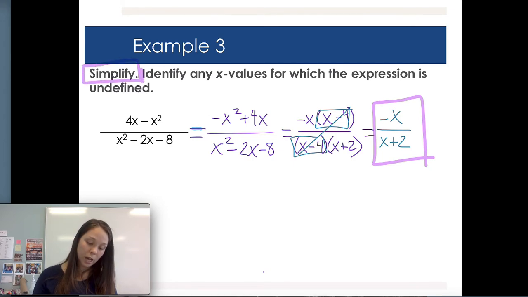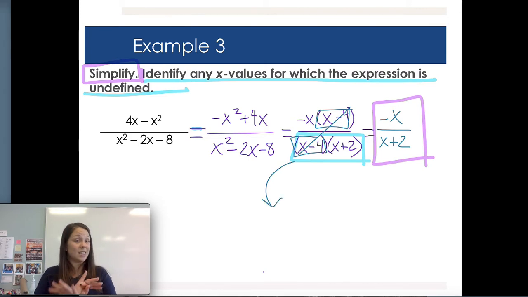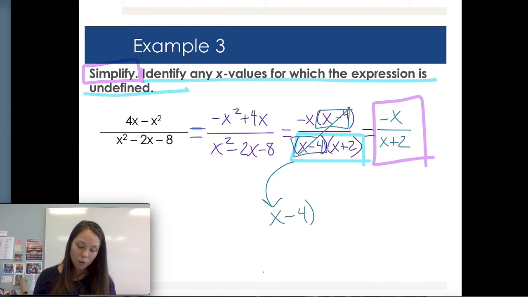Now let's focus our attention on finding the values for which the expression is undefined. So I'm going to take this factored version and solve for x, because that's going to tell me the values that x is not allowed to be because it would make the denominator 0, which is bad. I would have this x minus 4 quantity and x plus 2 quantity, and those cannot equal 0.